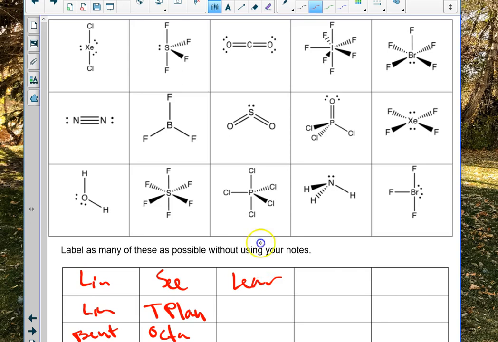We're good. What do we call this one? Bent. What do we call this one? Trigonal bipyramidal. All right. Up here, this is what we didn't have to do. What was it anyway? Pentagonal bipyramidal. Yeah. Pretty weird, huh?